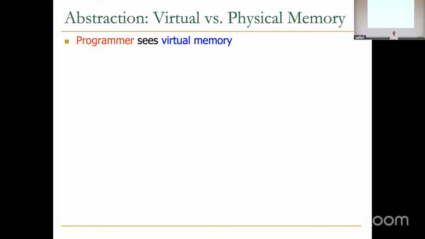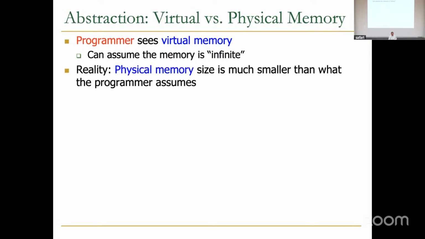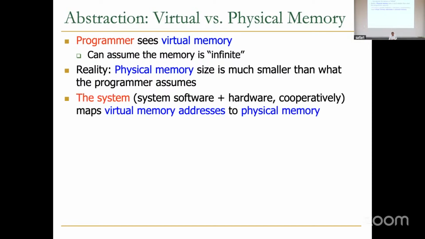What the programmer sees is virtual memory, and you're going to learn more about that in the last lecture probably. The programmer can assume the memory is infinite, basically. The reality is that physical memory size is much smaller than what the programmer assumes. So we provide this abstraction to the programmer such that the system, meaning system software and hardware cooperatively, maps virtual addresses to physical memory. So there's a translation layer that happens. And this translation is not pure software, not pure hardware. It's really a combination of software and hardware working together to enable this view to the programmer.